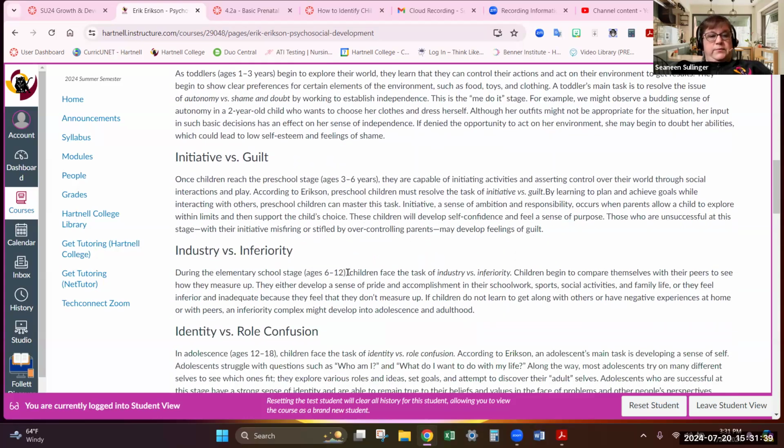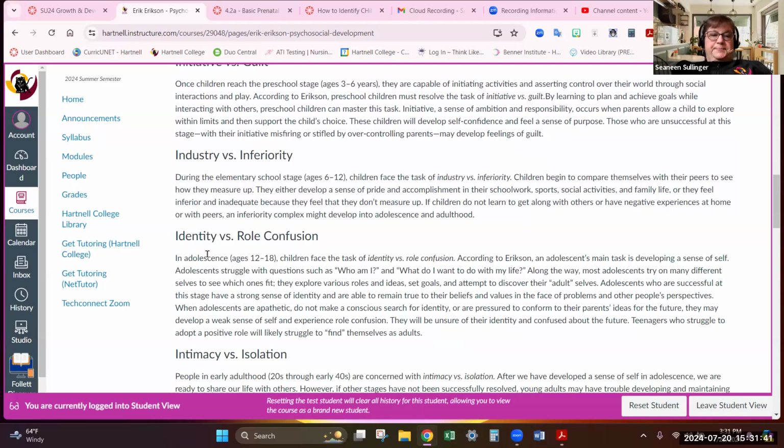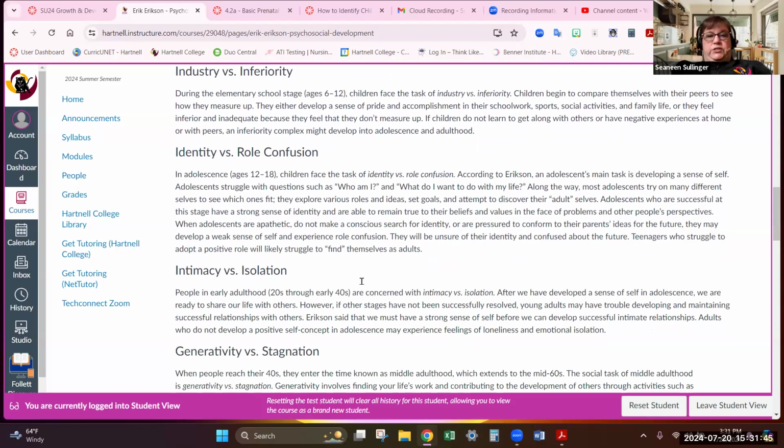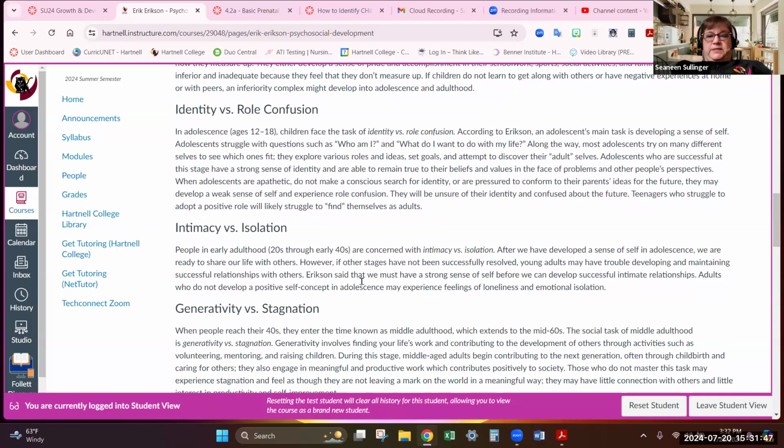But for the lesson right now, we would be in the intimacy versus isolation stage. So you develop a sense of self, hopefully in adolescence, and are ready to share ourselves. It's that love yourself and then you can love others type of thought. But if you haven't successfully resolved the previous stages, then you may have trouble developing and maintaining successful relationships. You have to have a strong sense of self before you can learn to share yourself with other people.